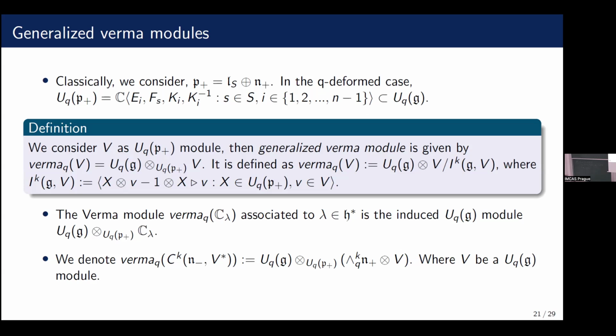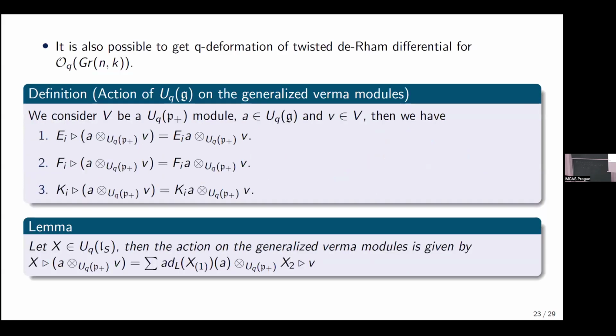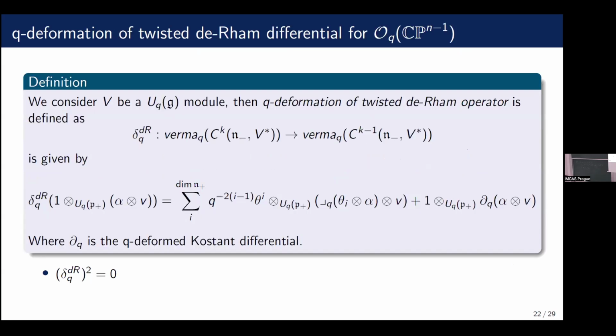In the definition, you say UQG tensor B over I_k G of B. Right, that's the point I was saying. This is the typo. Yeah, that's the typo. Sorry, that was my next question. Okay, this is the typo. So this is the generalized Verma modules.